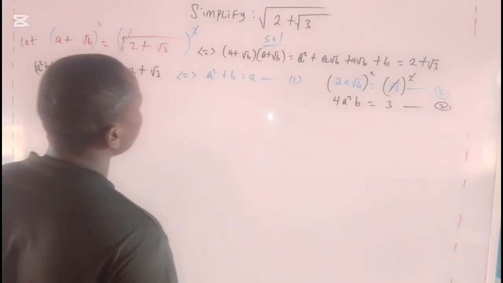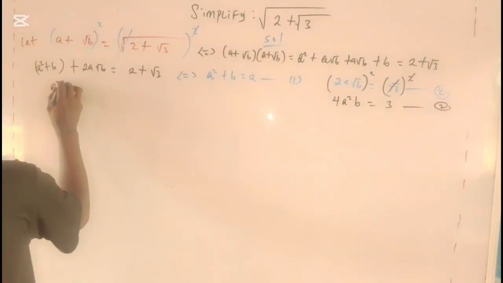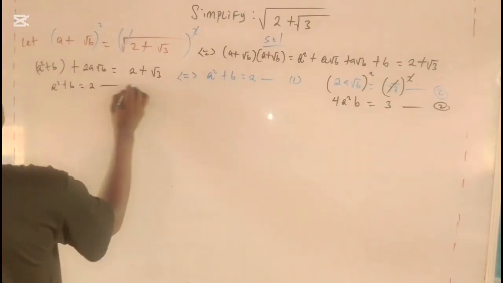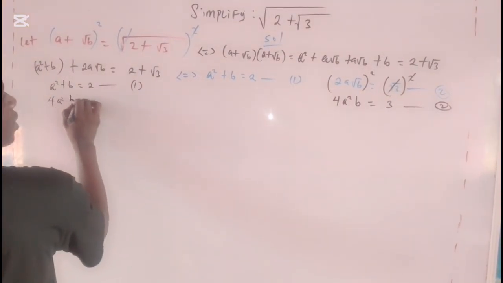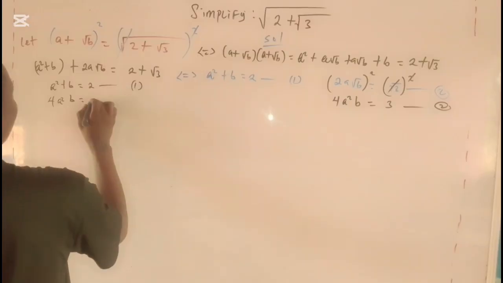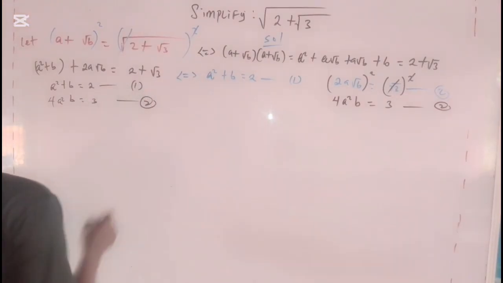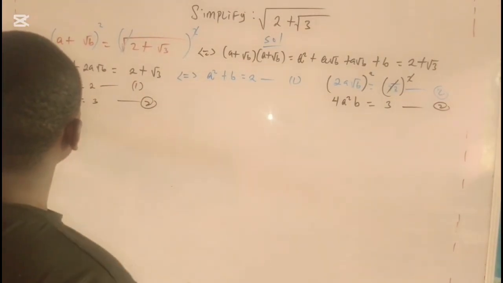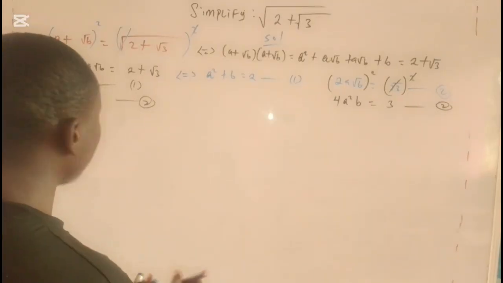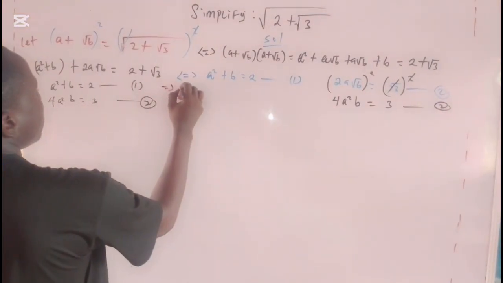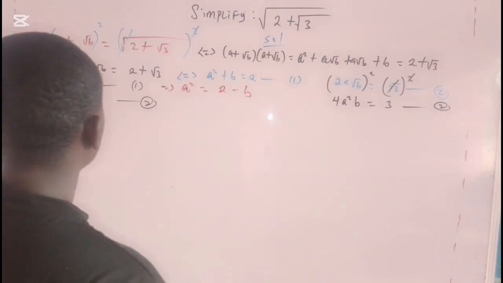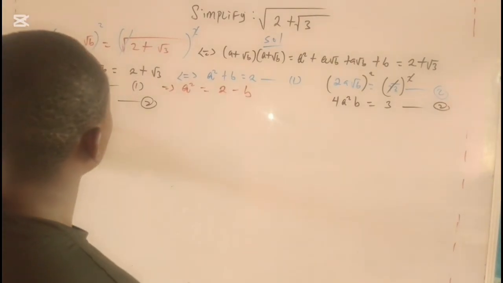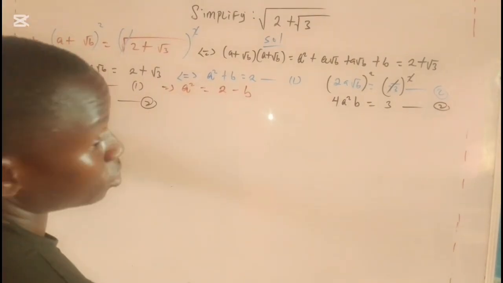Now let's write out the equation 1 to solve. So we have a squared plus b is equal to 2, equation 1. And the second equation, which is 4a squared b is equal to 3, equation 2. Now, from equation 1, I can make a squared the subject of the formula. So if I do that, I'm going to have a squared is equal to what? 2 minus b. Alright? Then you substitute a squared to be what? 2 minus b in equation 2.